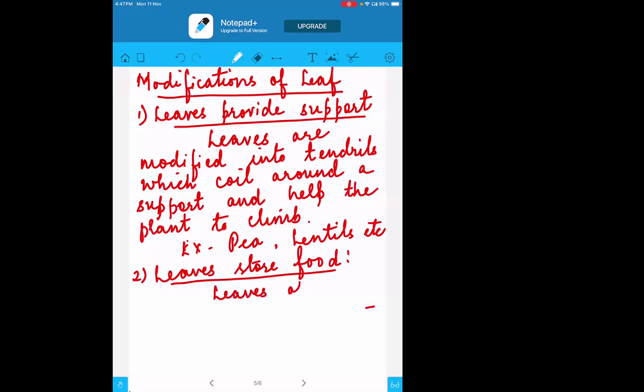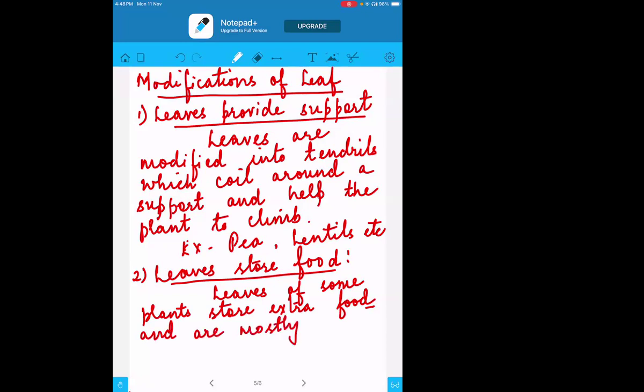So leaves of some plants store extra food and are mostly eaten as vegetables. Example, spinach, cabbage, etc.